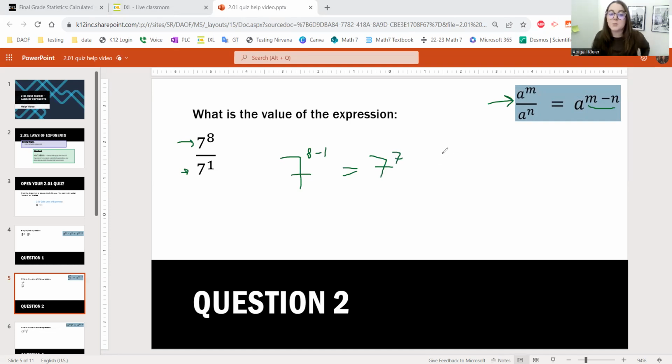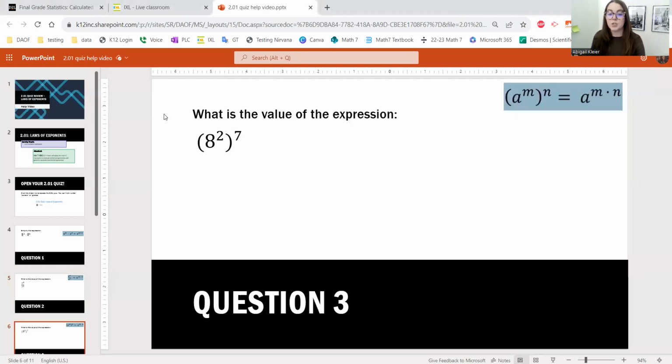In this case, our exponents were 8 and 1. So if we subtract 8 minus 1, that gives us an exponent of 7 with the same base of 7. So our solution to this would be 7 to the power of 7. Again, for quotient property, if your two bases are being divided, you would subtract the exponents.